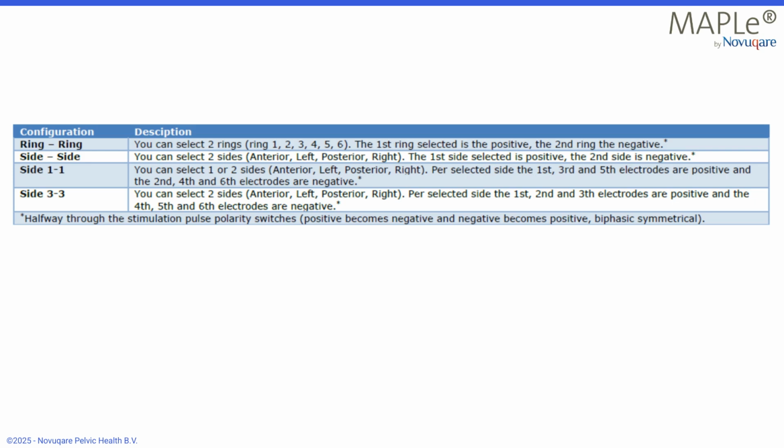The second configuration option is side-side. You select 2 sides, chosen from anterior, left, posterior, and right. The first selected side is positive and the second is negative.